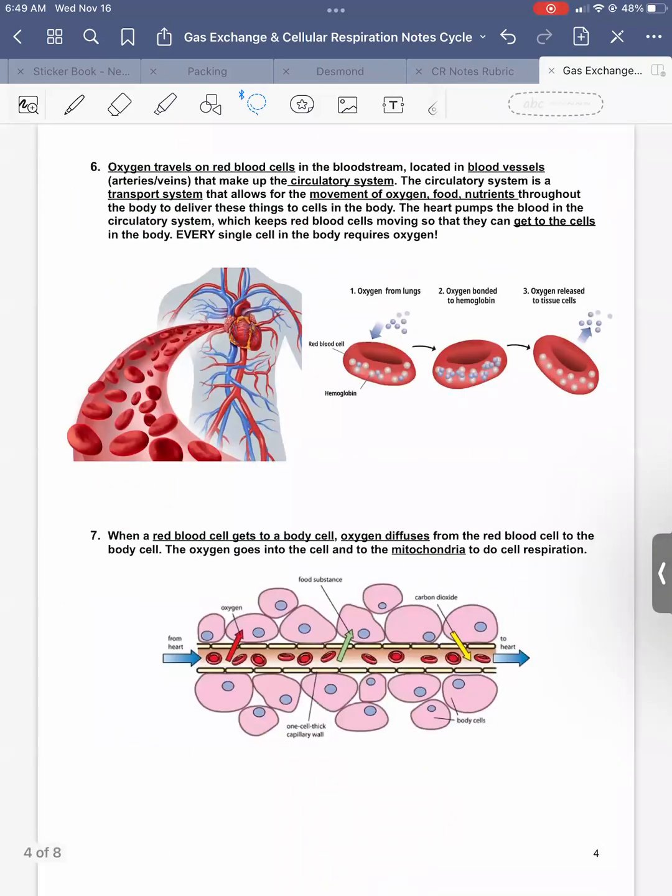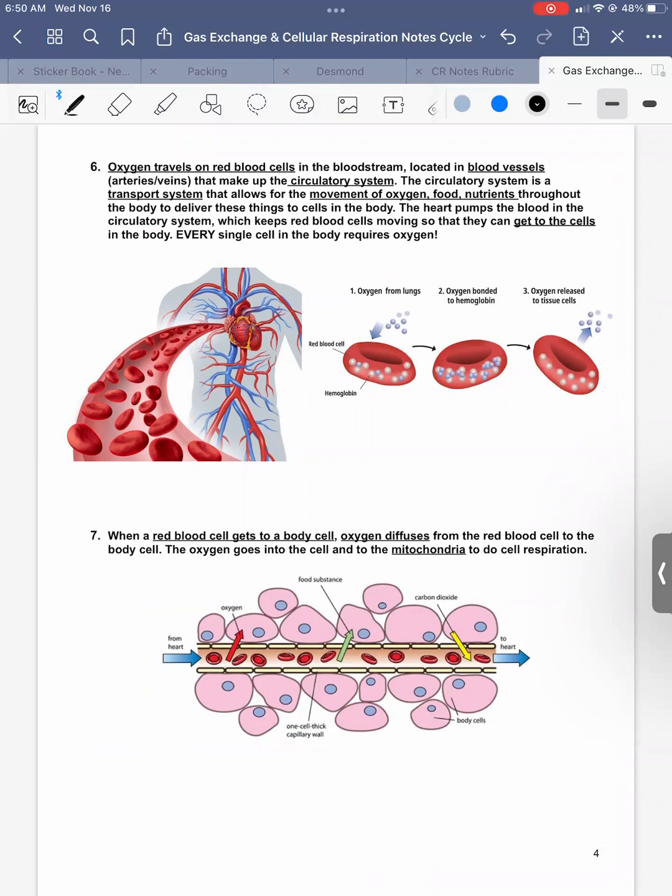So what happens to the oxygen next? Next, the oxygen is going to travel on a red blood cell. I like to think of the red blood cells as that little bus, almost like they have an oxygen backpack. So the oxygen is going to hop onto that red blood cell. It's going to travel through the bloodstream, right? And remember that the blood is part of the circulatory system. The circulatory system, what is the purpose? The purpose is for transport.